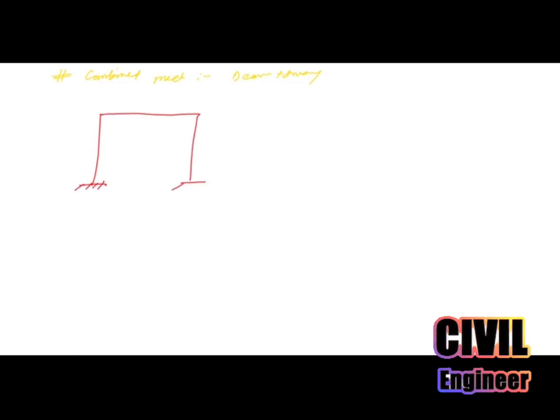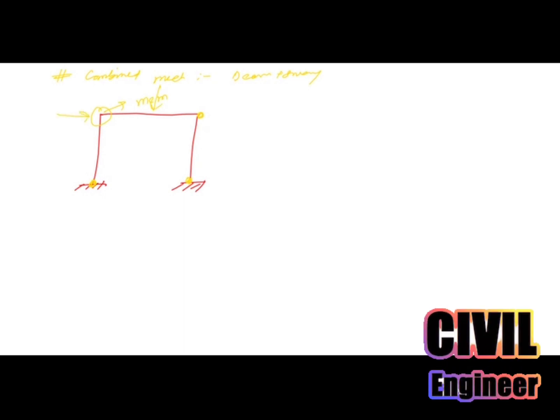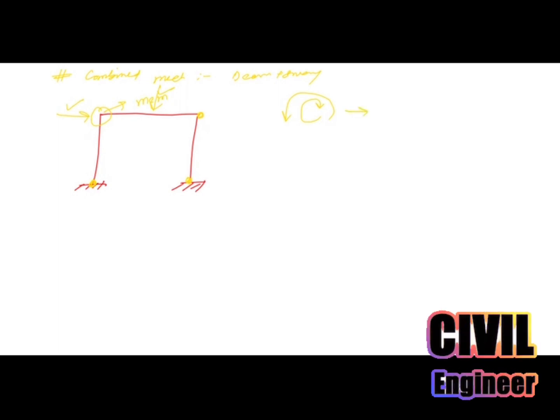We have another mechanism, that is the combined mechanism. This is simply beam plus sway. Here three hinges are formed: one, two, and three. The hinge here is not formed because the moment decreases due to this combination. One moment comes clockwise due to this load, and one moment comes anti-clockwise due to this load, so the effective moment becomes very less. That's why the plastic hinge is not formed at this corner.